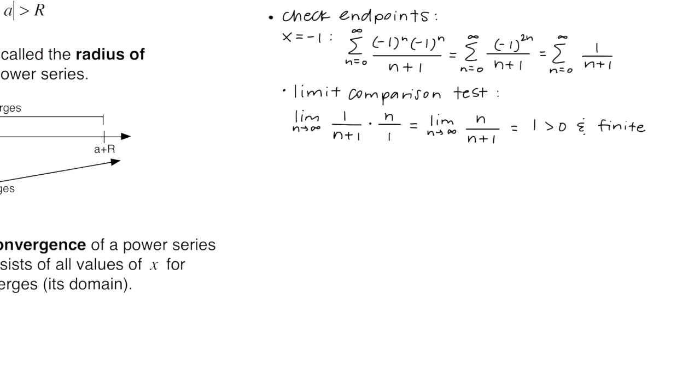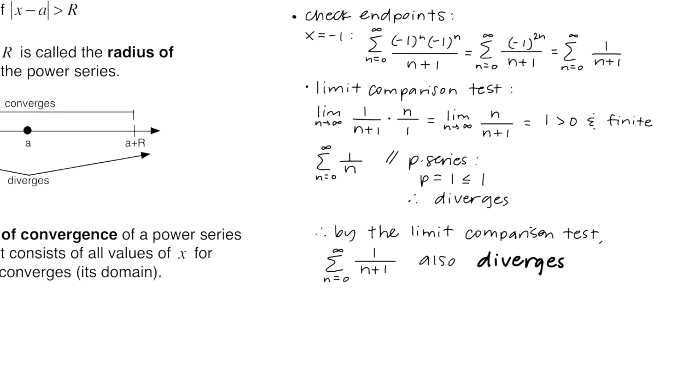So that means both the series of a sub n and the series of b sub n will do the same thing. They both either converge or they both diverge. So here's our series of b sub n, and this is a harmonic series, so it diverges. You can also use the definition of p-series, where p equals 1 and 1 is less than or equal to 1. Therefore, the series diverges. So therefore, by the limit comparison test, the series 1 over n plus 1 also diverges. So again, that means that when x is equal to -1, the series diverges. And we'll come back to that in a little bit.